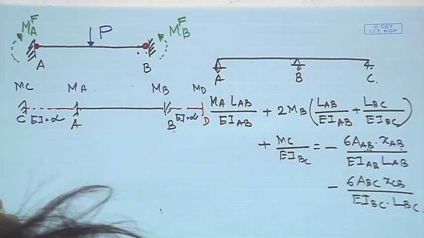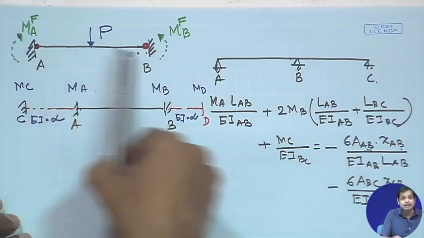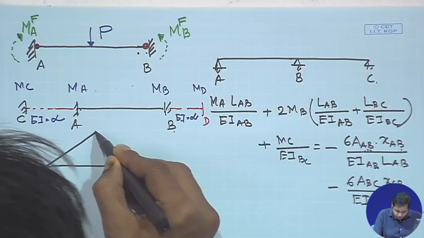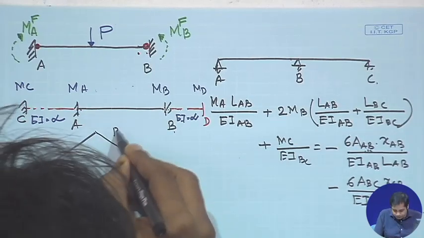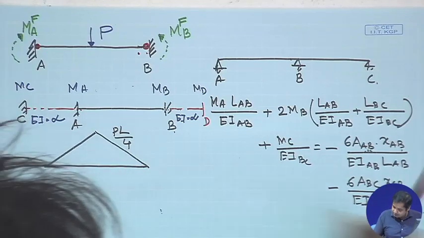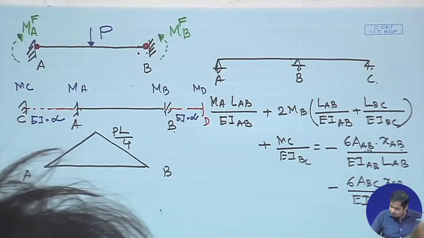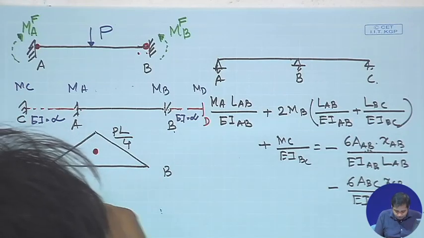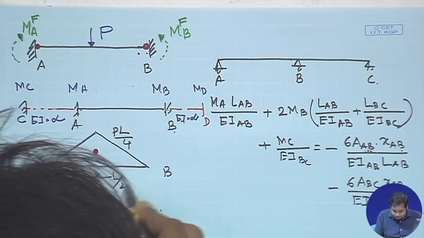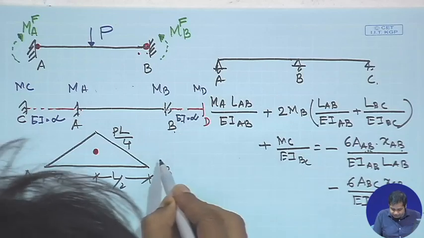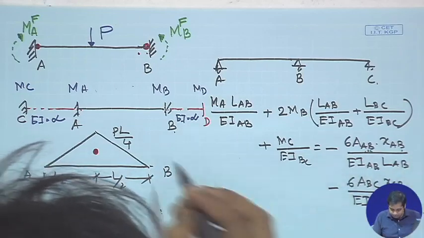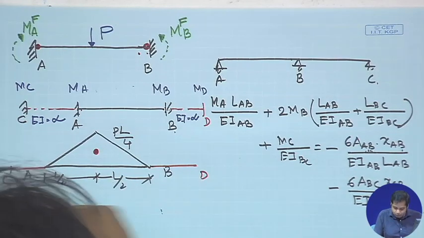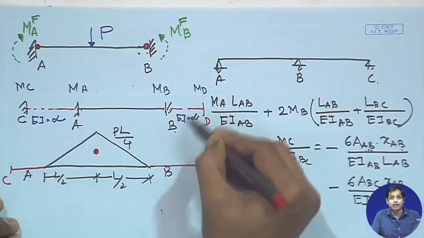Now, for this, what will be the bending moment diagram? If we insert two hinges here, it becomes a simply supported beam subjected to a concentrated load at the mid span. So this will be PL/4, right, and this is A, this is B, and this is the centroid, which is at a distance L/2. From here also it is L/2. For segment BD and for AC, we do not need anything, because these values will be 0.